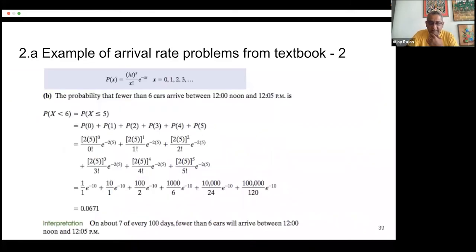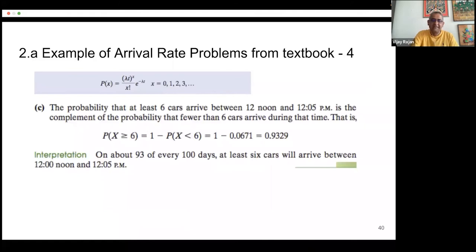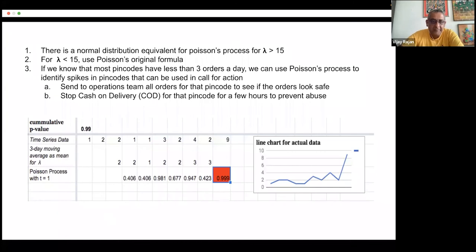So yeah, I'll leave these. This is directly taken from the book, a beautiful book, I strongly recommend it. Understand Poisson's process, don't get flustered with the formula. And it is super useful if you can take something from a textbook and apply it in your practical life. In this example, I've used Poisson's processes.